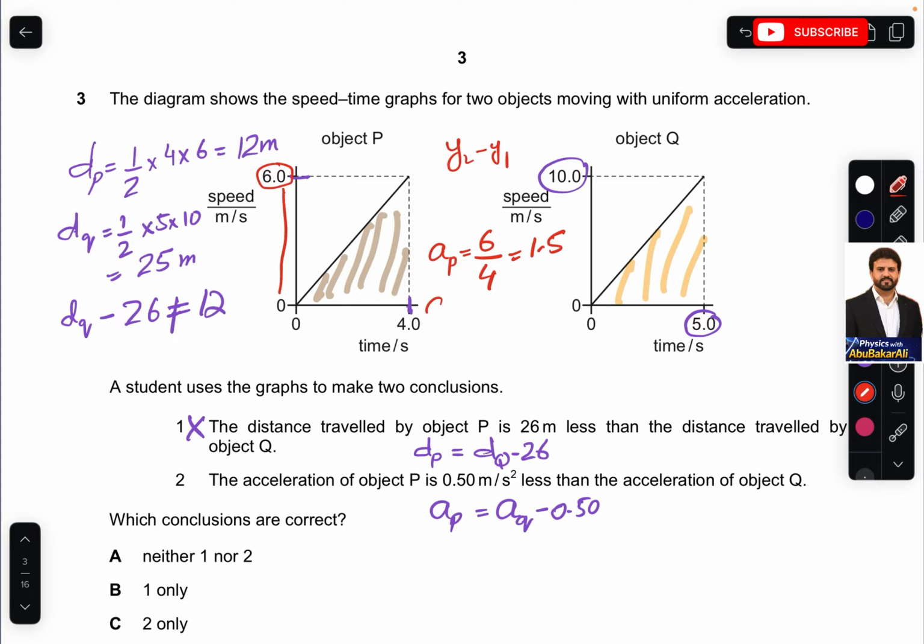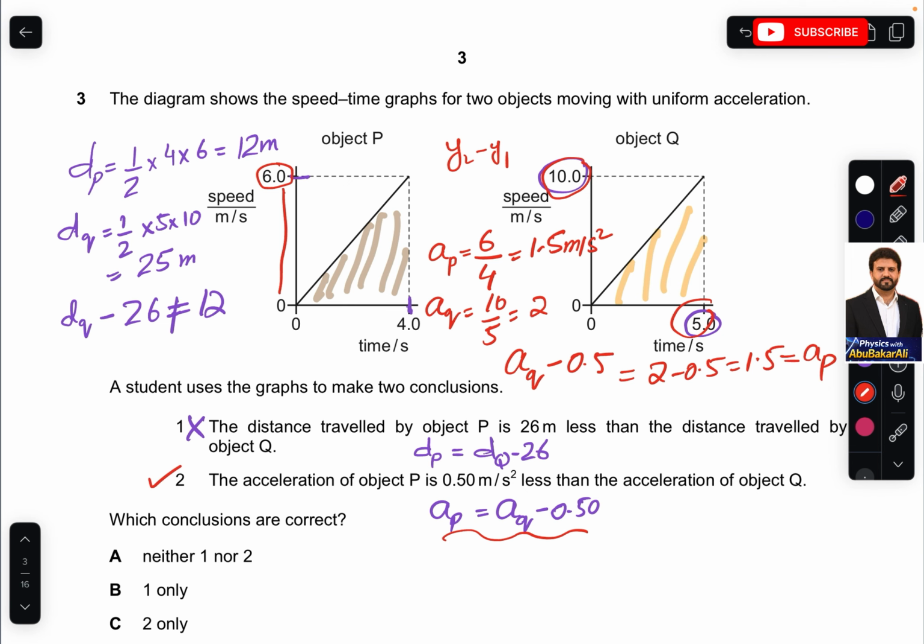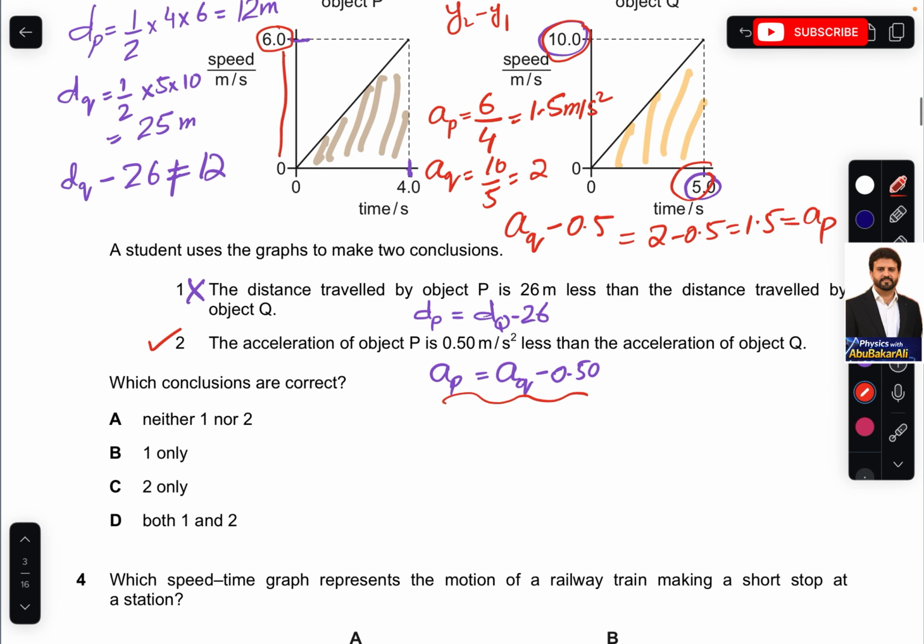And when finding the acceleration for Q, that will be equals to 10 over 5. That will give you 2. Now, if I do AQ minus 0.5 as it was the condition here, it will give me 2 minus 0.5, that is equals to 1.5. That is equals to AP. So that is correct. Okay, so second claim, this is correct.